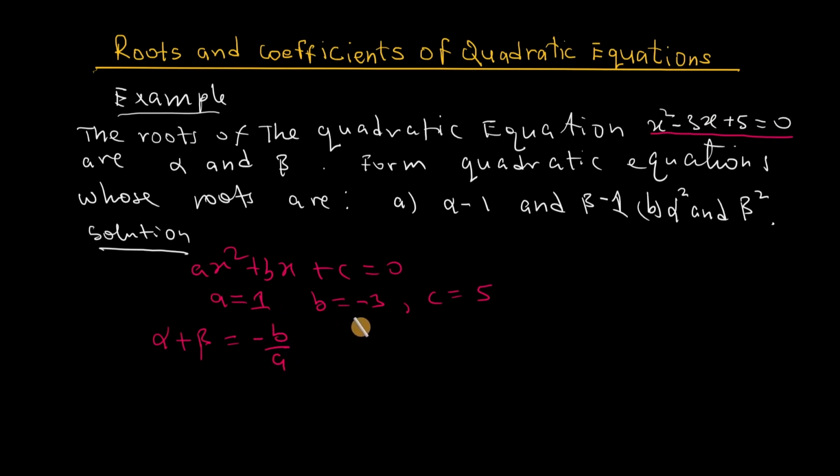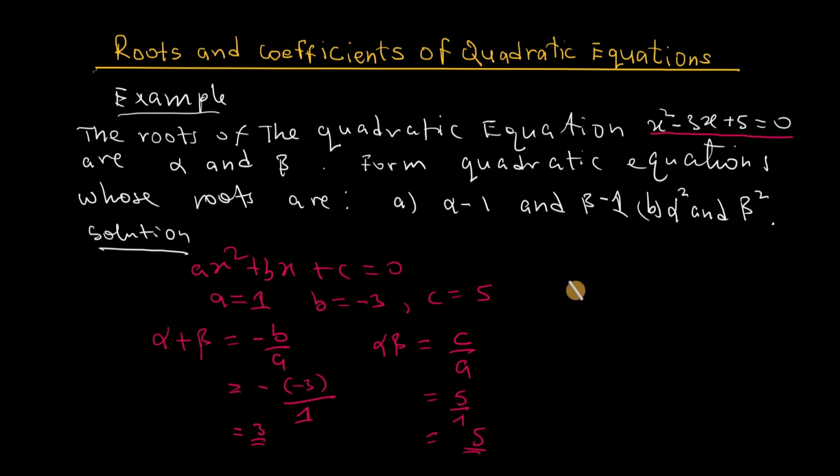Our b is negative 3, so it means we are going to have negative times negative 3. That is, we put negative 3 in the place of b, all over 1. Negative times negative is positive, so alpha plus beta is equal to 3 over 1, which is the same as 3. Alpha beta is equal to c over a. C given to us is 5 and a is 1, so we have 5 over 1, which is the same as 5. That means alpha beta is equal to 5.